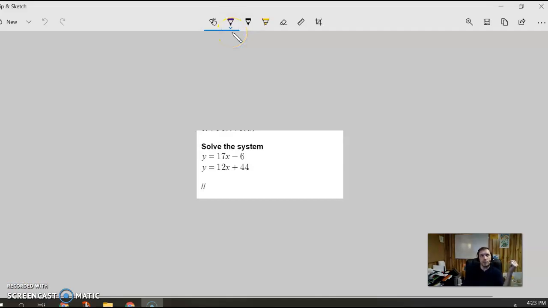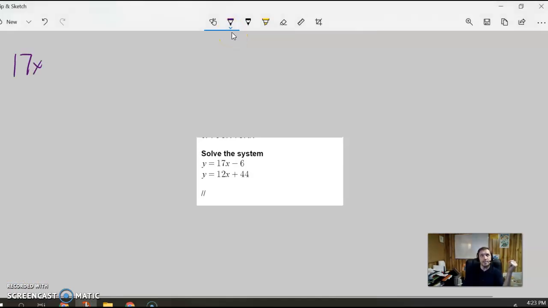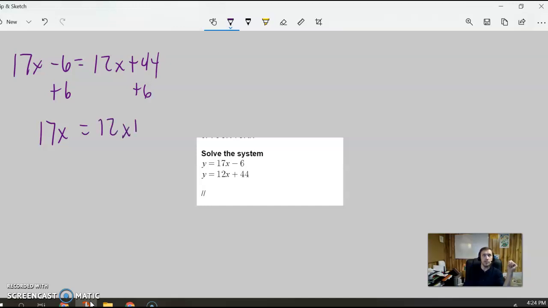All right, hopefully you were like, all right, 17x minus 6 equals 12x plus 44. Set them equal to each other. Then let's get all of our variables to one side, all of our constants to the other. I always like to do this. I see a negative, I'm going to add that to both sides. And what am I left with over here? 17x minus 6 plus 6 just gives me 17x. 12x plus 44 plus 6 is 12x plus 50.